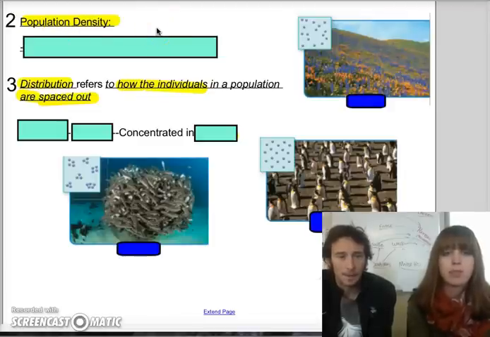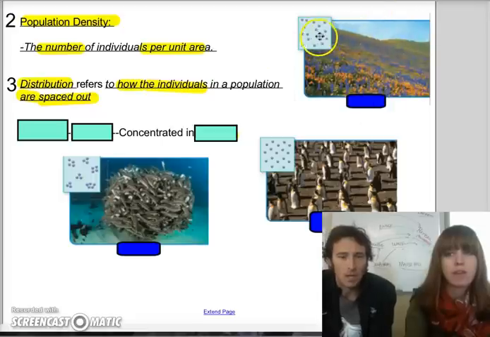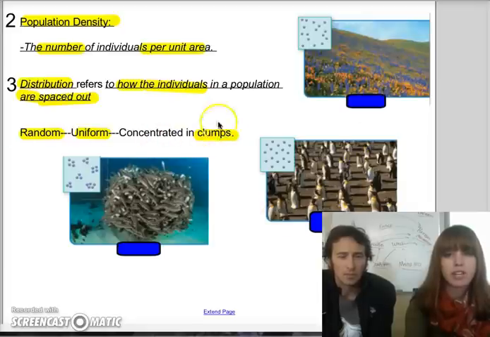The next two being population density and how they're distributed. So population density is the number of individuals per unit area. So taking a certain area and measuring how many are found in that area. And then we also look at how they're distributed. So there's three different ways. Random distribution, so just randomly throughout the area. Uniform, like so, and then concentrated in clumps, like so. So there's three different ways of distribution within the density of the population.